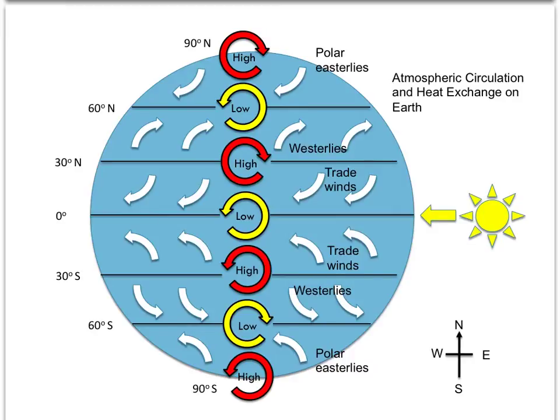And the opposite is true as we move into the southern hemisphere. High pressure systems in the southern hemisphere rotate in a counterclockwise direction, so you'll have a high pressure system at 30 degrees south and a high pressure system at 90 degrees south. You'll have a low pressure system of warm air rising up into the atmosphere at 60 degrees south.